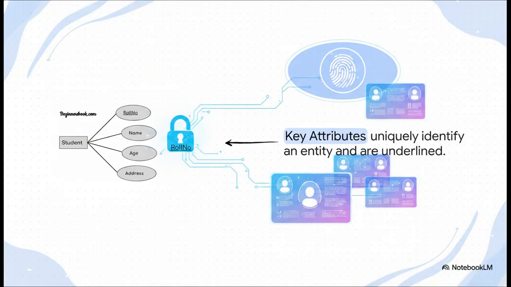Zooming in further on our entities, we have attributes, which are drawn as ovals. If you notice a key attribute labeled with something like roll number, you'll see it's underlined.